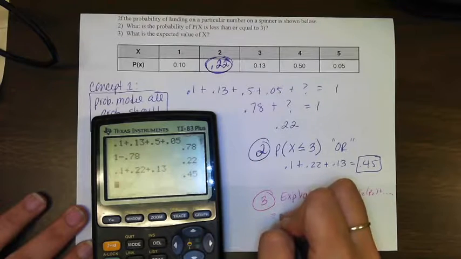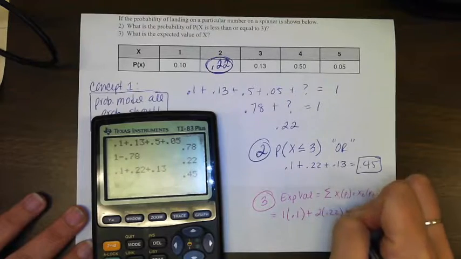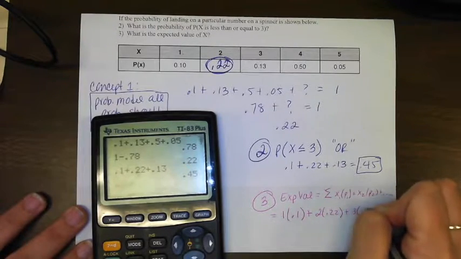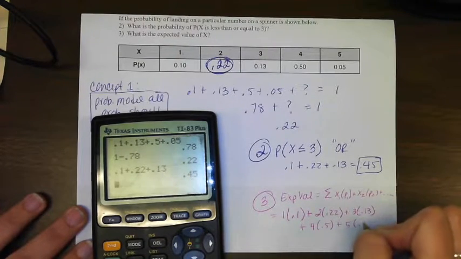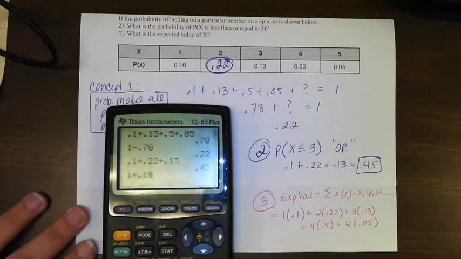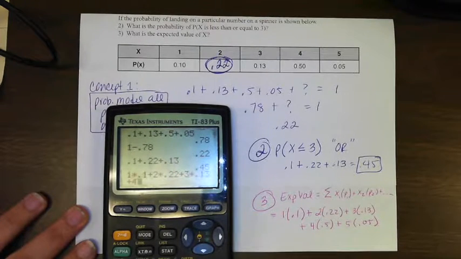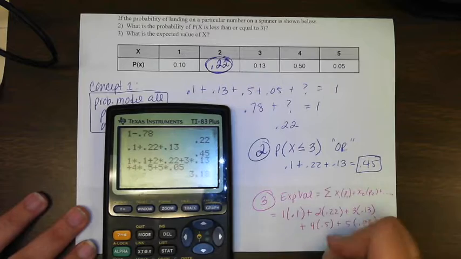So for this example, we would do 1 times 0.1 plus 2 times 0.22 plus 3 times 0.13 plus 4 times 0.5 plus 5 times 0.05. And that's how you find expected values. Just take your time typing them into your calculator to make sure you don't make a mistake. I like to double check once I type it in. 1 times 0.1 plus 2 times 0.22 plus 3 times 0.13 plus 4 times 0.5 plus 5 times 0.05. And I get 3.